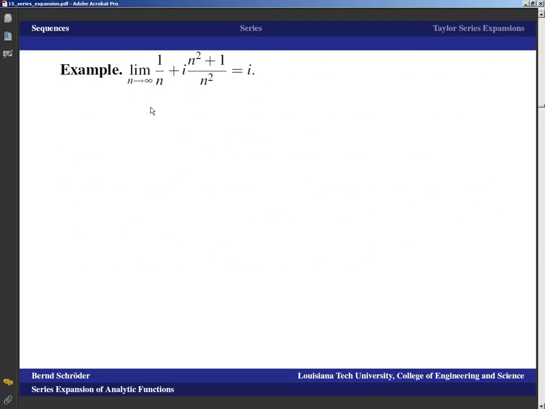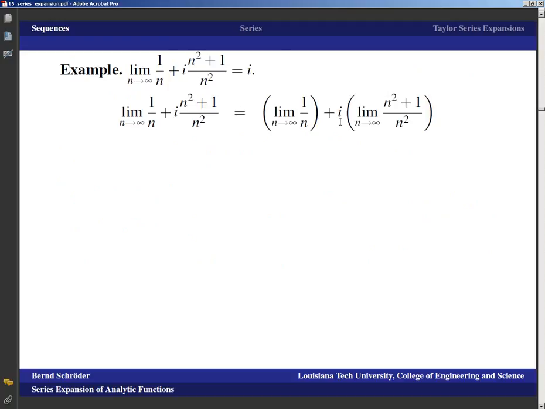As an example, let's take the limit as n goes to infinity of 1 over n plus i times (n squared plus 1) over n squared, and I claim that that limit is i. And that's fairly easy because I take that limit, that's the limit of the real parts, plus i times the limit of the imaginary parts. Well, the real part is 1 over n, the imaginary part is 1 plus 1 over n squared, and that goes to 0 plus i times 1, which is i, just as claimed.